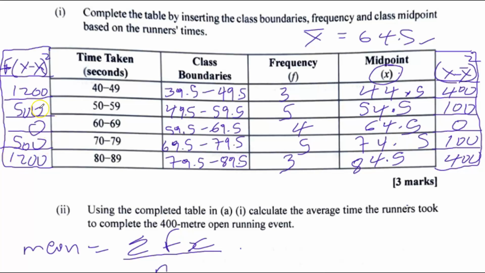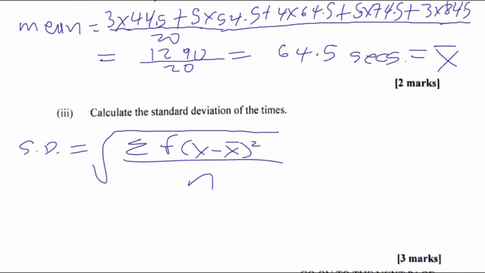And if we add all these values in this column, 12 and 5, 17, 17 and 5, that's 22, 22 and 12, that's 34, so 3400. So the total of the f times (x minus x bar) squared is 3400. And that's how we interpret this formula here.